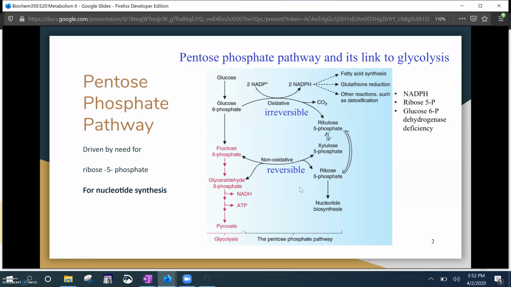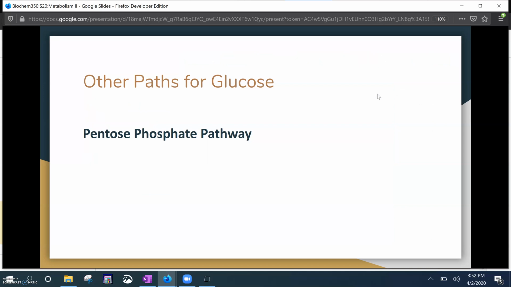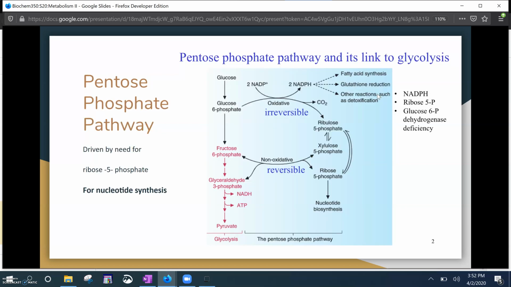Another place it can go, if the organism doesn't need that, is up into fatty acid synthesis. So if it doesn't need glucose for energy, which would be the main path, and it doesn't need glucose to make these 5-carbon sugars for nucleotide biosynthesis, then it shuttles whatever is left over off into fatty acid synthesis.